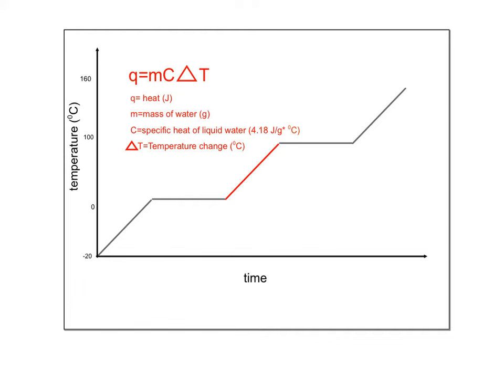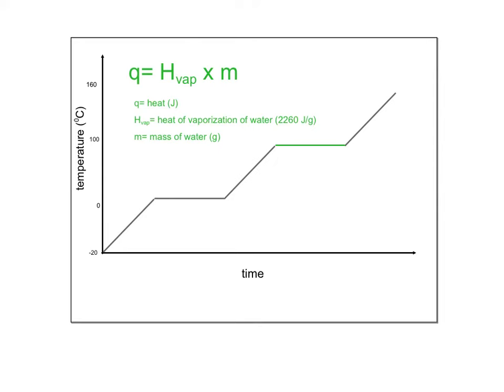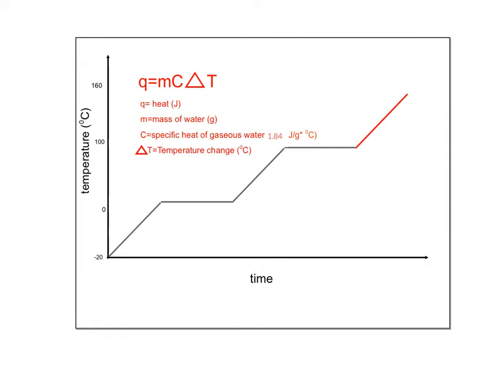Then we got our boiling line, so we're going to take the heat of vaporization of water, which is a given value. That's the number related to boiling 1 gram of water, so we'll multiply that by the mass given in the problem. All right, last but not least, we have this gaseous water.